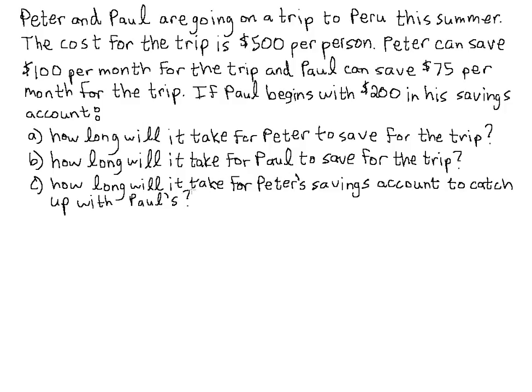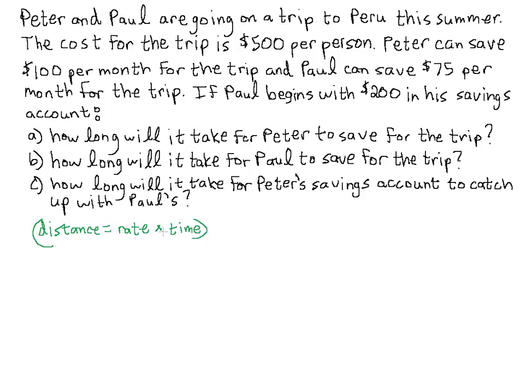We want to graph this to get an idea of what's going on, so we're going to need two equations, one for each person's savings account. Now for the system of equations, we can actually use something very similar to something we've seen before called the distance formula. If you recall, the distance formula is distance equals rate times time.